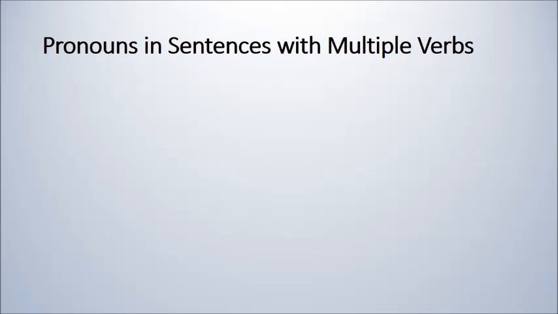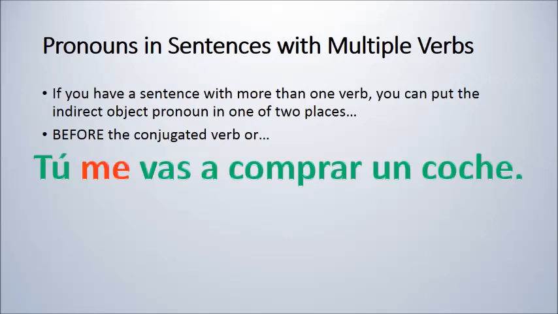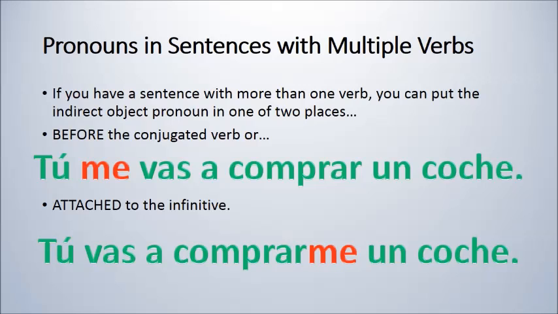Alright, so what happens if you want to use an indirect pronoun in a sentence with more than one verb? This is very similar to direct object pronouns and reflexive verbs. If you have a sentence with more than one verb, you can put the indirect object pronoun in one of two places. Either it can go before the conjugated verb, like tú me vas a comprar un coche, or you can tack it onto the end of the infinitive. So tú vas a comprarme un coche. But it has to go in one of those two places.